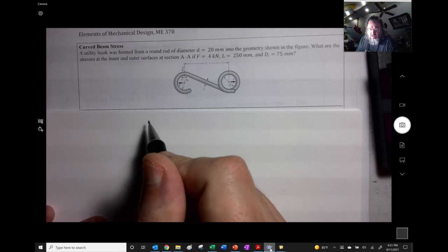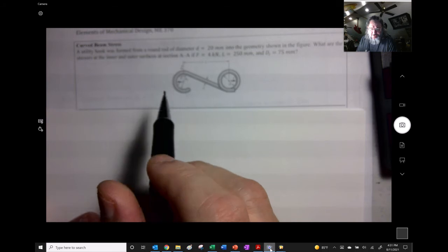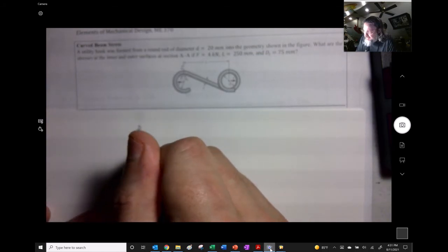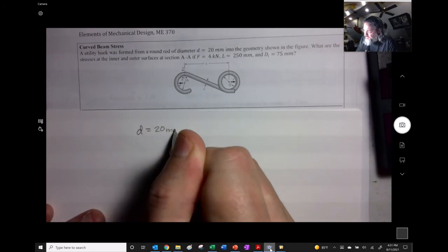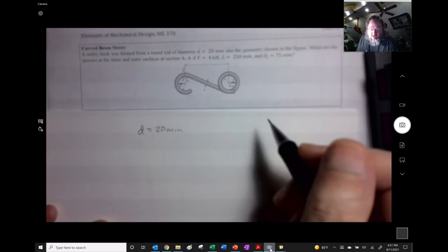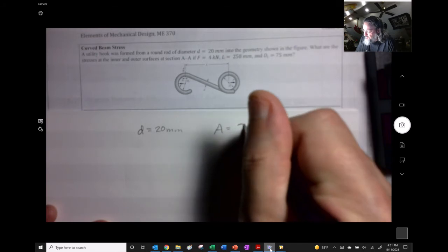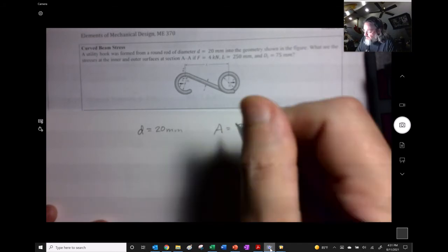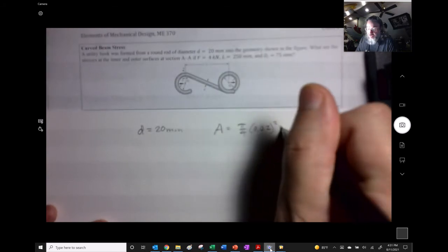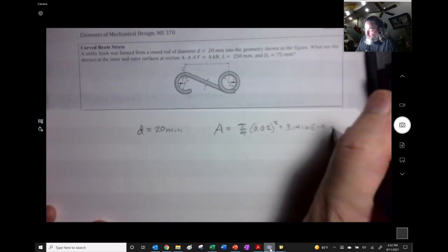All right. So if we're going to try to match up with the equations in our book, I'm going to say D is equal to 20 millimeters. And I want to get the cross-sectional area for that. So that's pi over 4 times 0.02 squared, or 3.1416 e minus 4 meters squared.